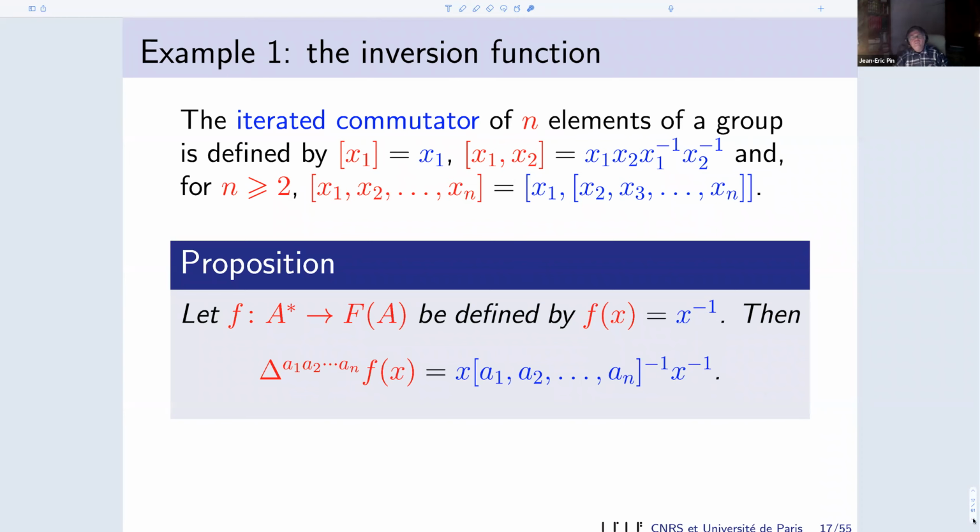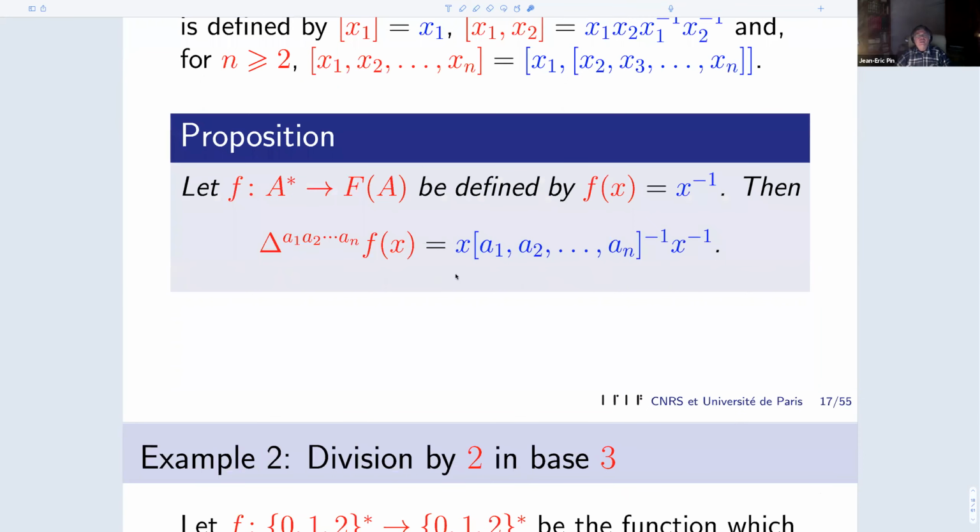And the second example is a simple function, but it is much more elaborate. So I will spend a few slides on it. So first of all, let me define these functions.